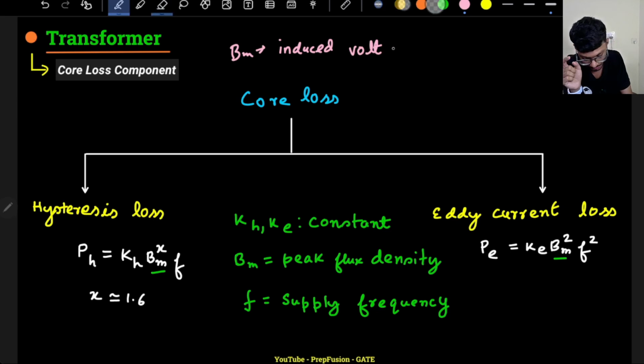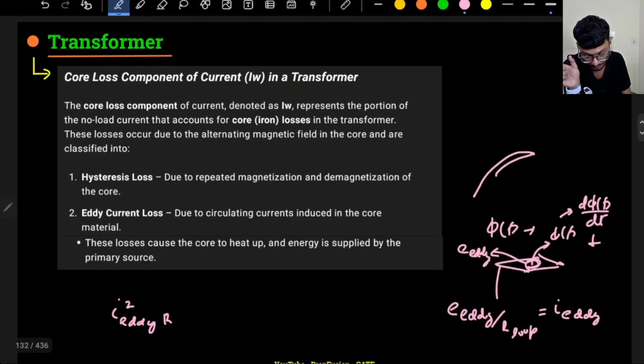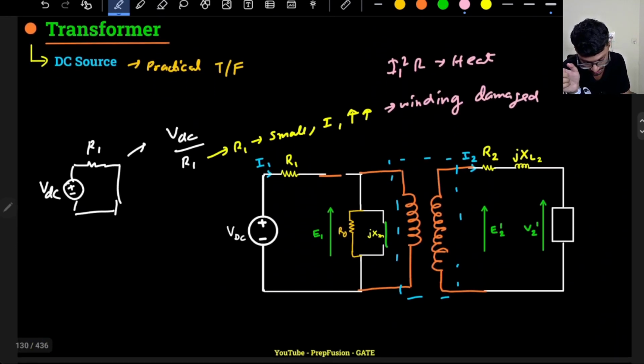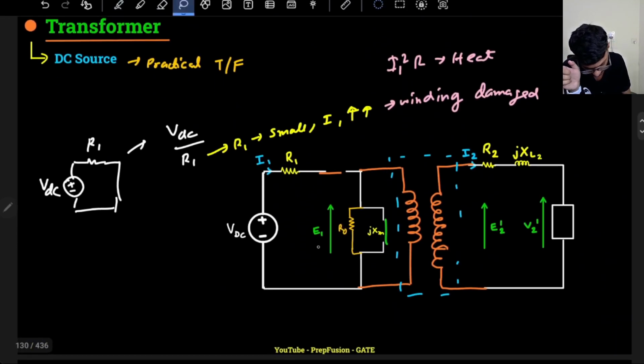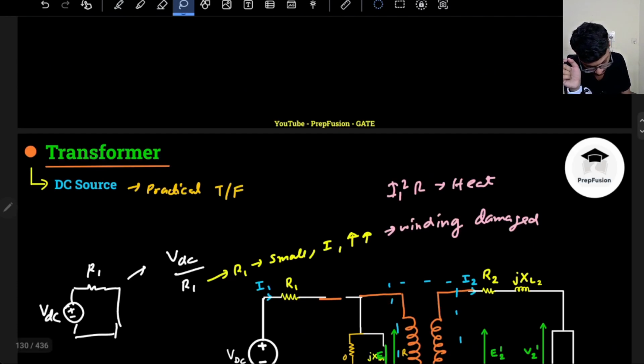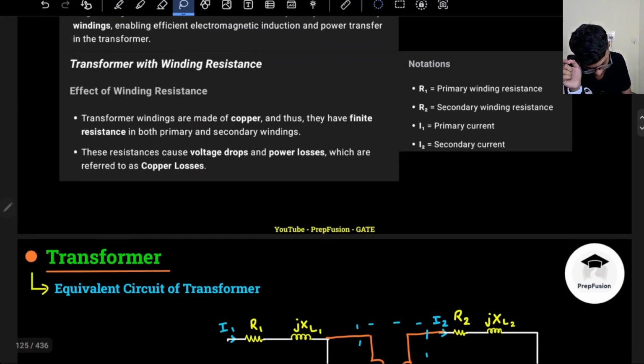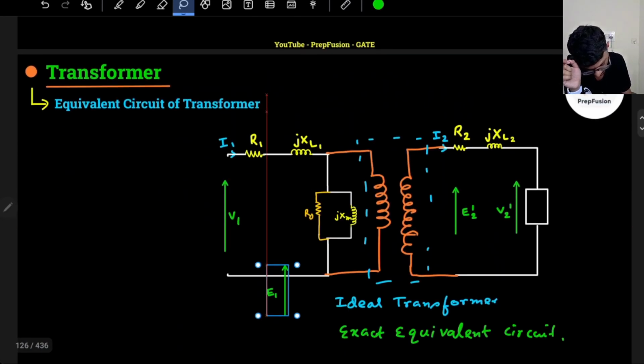Sorry, I told you the opposite. Whatever flux is getting generated, that helps in generating the induced voltage. So E1 and E2 are not my supply voltage, because now we are talking about a practical transformer. In a practical transformer, the induced voltage is here. Actually, sorry, this E1 should be here. Here also I missed a point, the induced voltage will not be there, sorry. The induced voltage will be here.